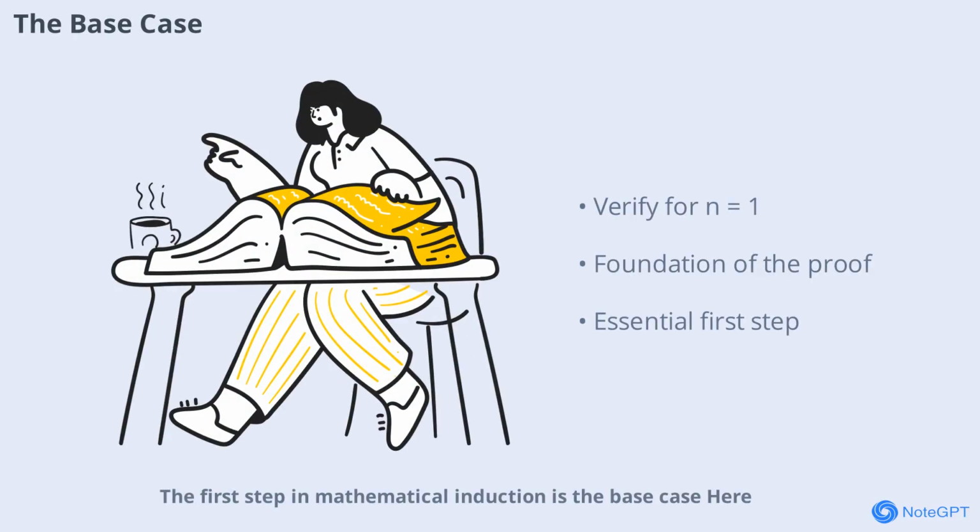The first step in mathematical induction is the base case. Here we verify that the statement is true for the initial value, usually n equals 1. This step is crucial because it sets the foundation for the entire proof. If the base case fails, the whole argument collapses. Think of it as making sure the first domino is standing and ready to fall. Once the base case is confirmed, we can move on to the next step, confident that our starting point is solid.